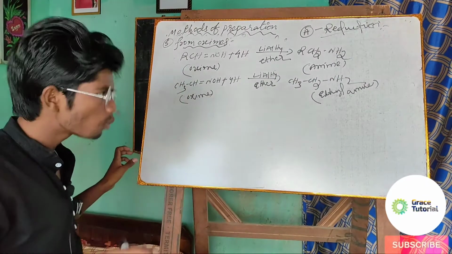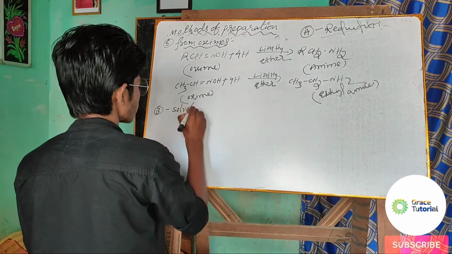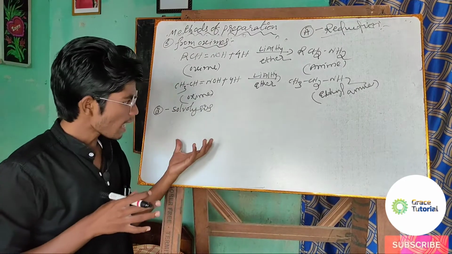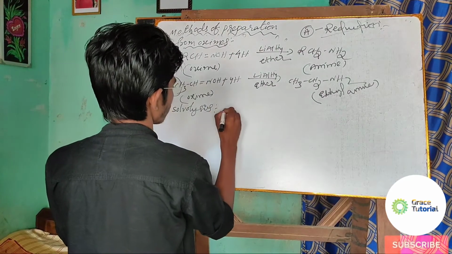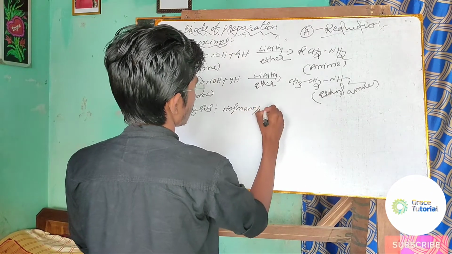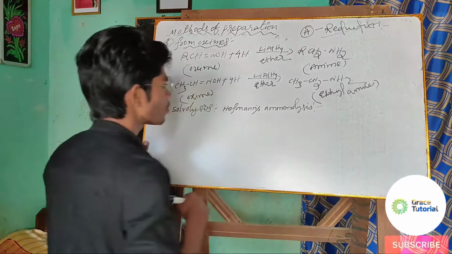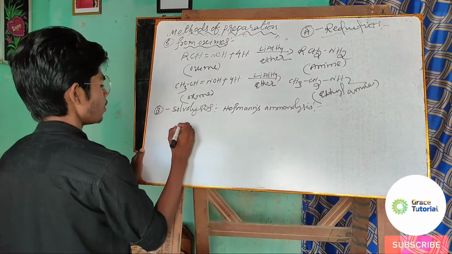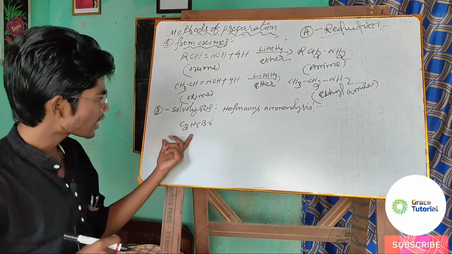Now let's move on to something different, that is solvolysis. So this reaction is called Hofmann's ammonolysis. Ammonolysis is nothing but the addition of ammonia. So suppose I have an alkyl halide. From alkyl halide means I have C2H5Br. This is alkyl halide, that means ethyl bromide.